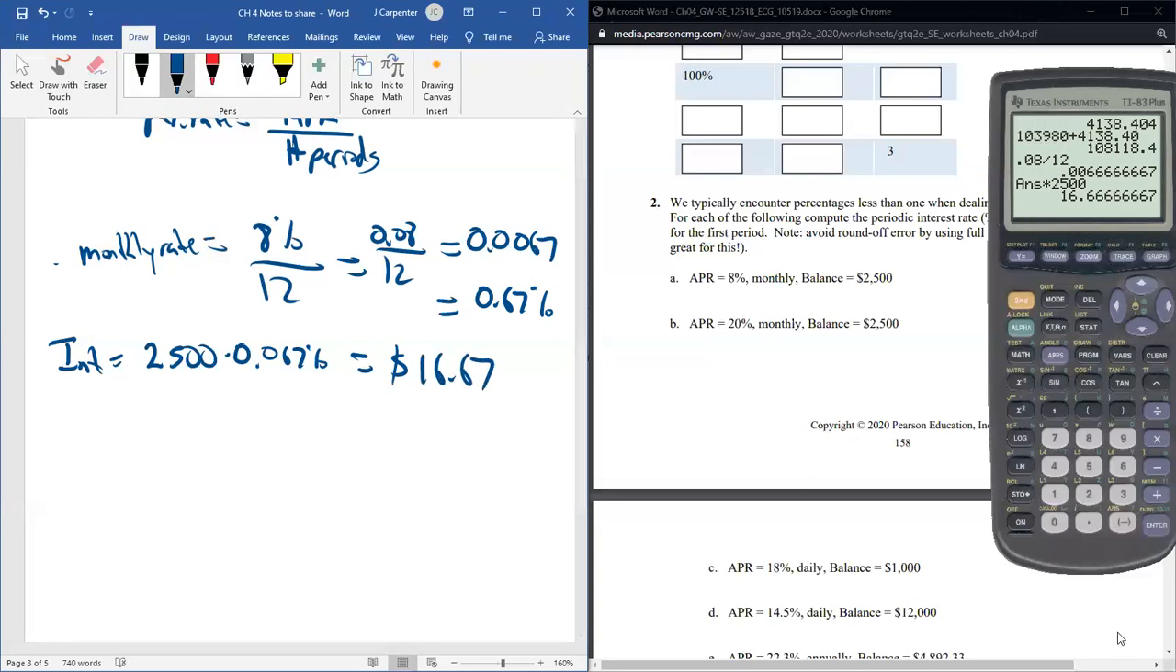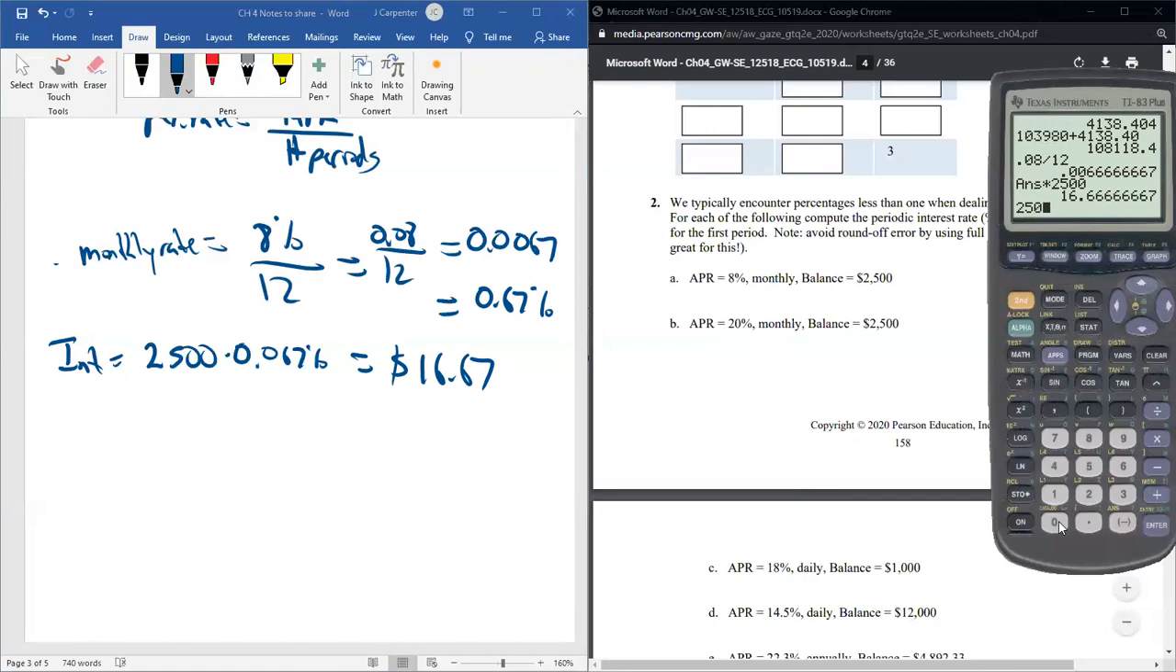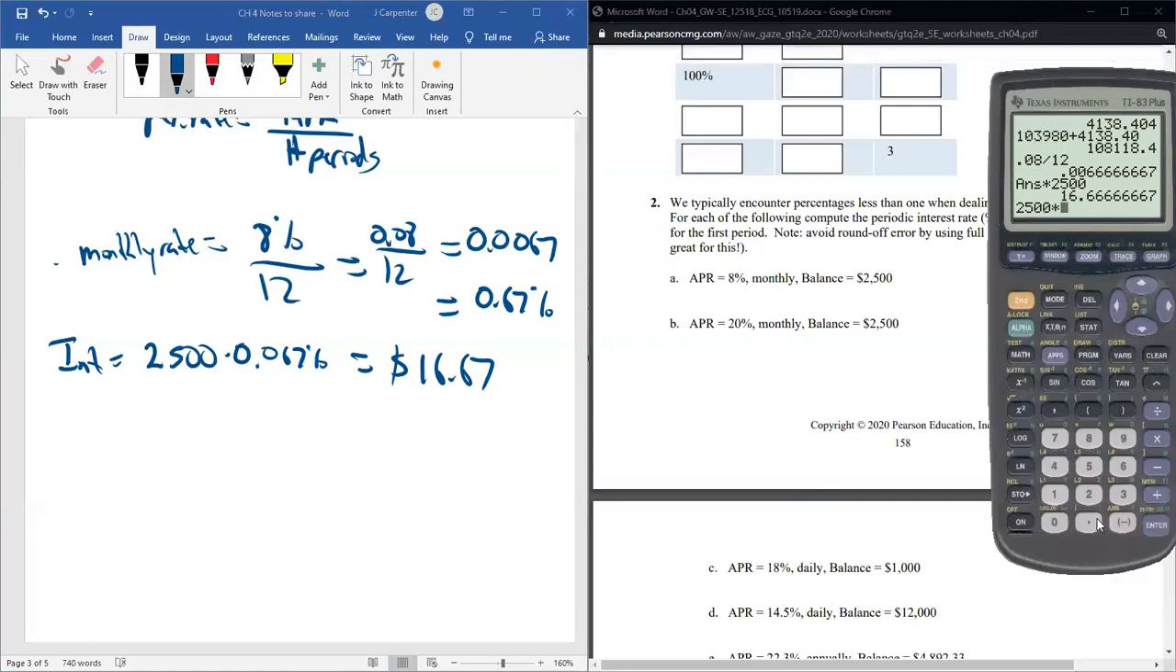If you don't trust me, here's me taking the 2,500 times the rounded answer I had, which was 0.0067. Let's see what that gives us. 16.75, a slightly different answer because we used a rounded value to calculate something. When you use rounded values, you create error propagation. Is it a big error? No. But this is how, you know, maybe a bank steals money potentially. I don't know, or somebody, maybe not just a bank.